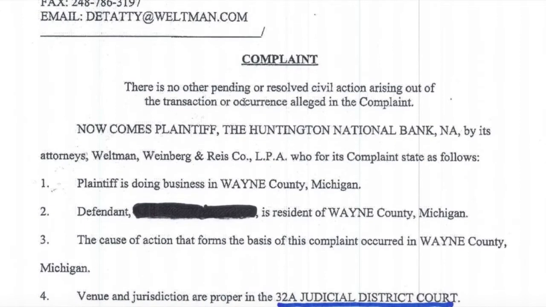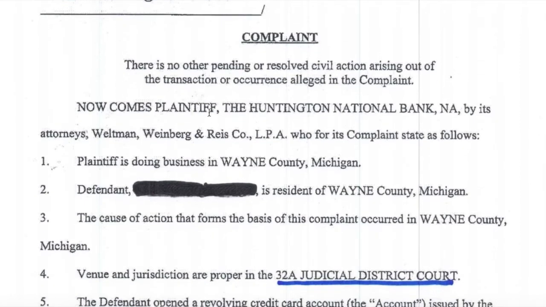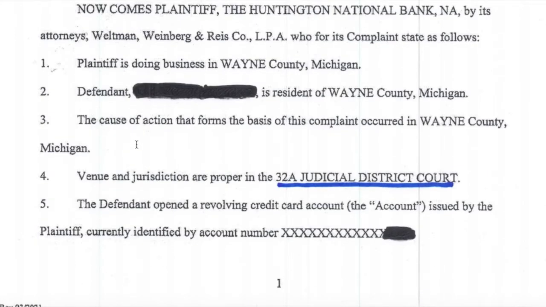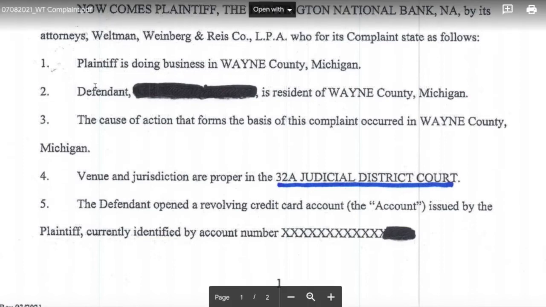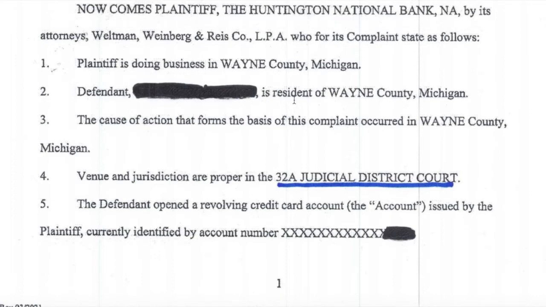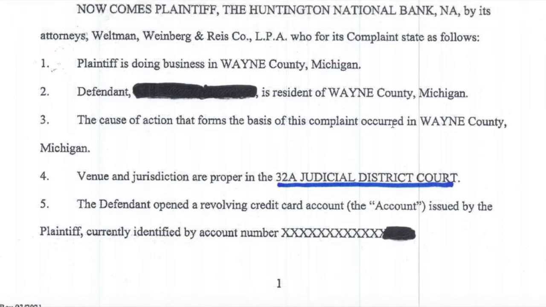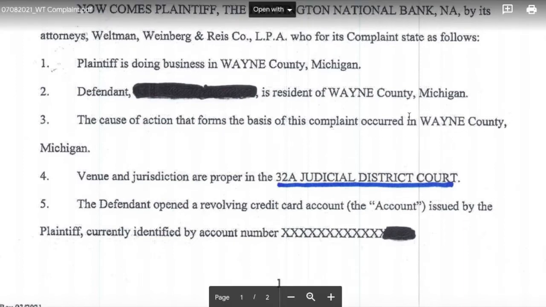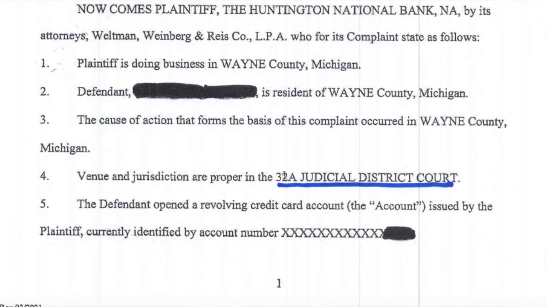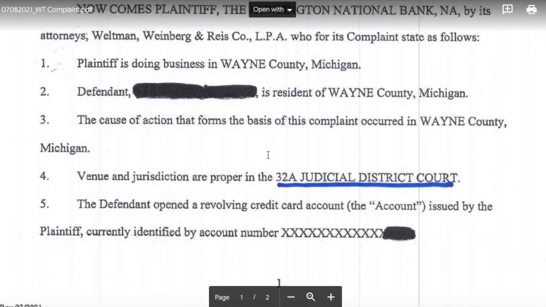First, in most complaints, you'll have the jurisdiction. It's going to say now comes the plaintiff, who they're represented by, and then it's going to establish, this is really for the court to best understand if they have jurisdiction over the alleged lawsuit or the alleged complaint. So here the plaintiff says that they're doing business in Wayne County. The defendant, maybe your name or a friend's name, is a resident of Wayne County, and that is a good enough basis for the complaint to be filed in a court in Wayne County. And as number 4 here says, venue and jurisdiction are proper in the 32nd A Judicial District Court.